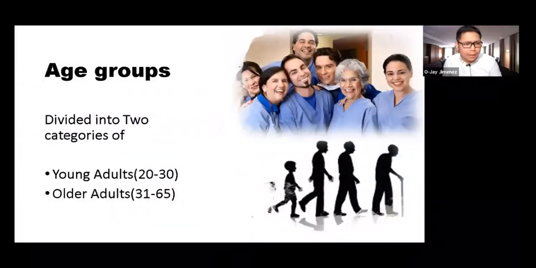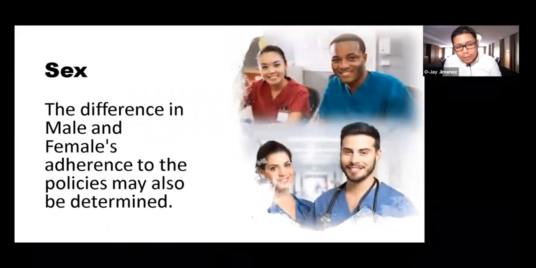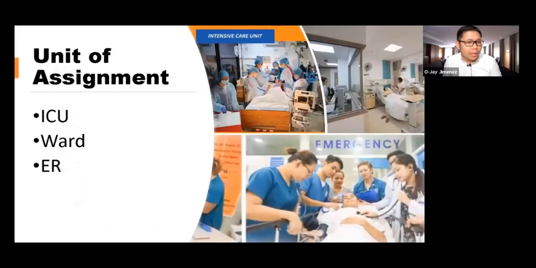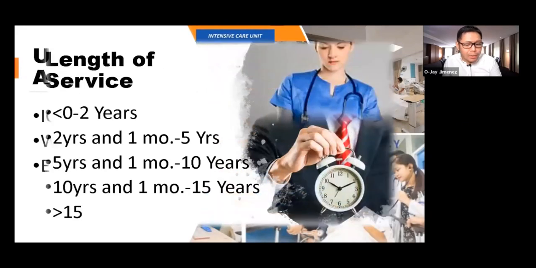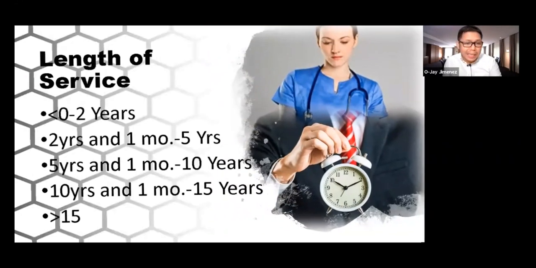Now, in this study, we've included two age groups. First is the young adults, age 20 to 30, and the older adults, age 30 years and 1 month to 65 years old. For the sex, the difference in male adherence to policies may also be determined. Also, the difference or the relationship between ICU, ward, and ER to level of compliance may also be established. And to determine if there are differences or similarities in how the length of service affects the level of compliance, and at the very least, verify the awareness of the junior and senior staff nurses when it comes to IPC compliance or protocols.